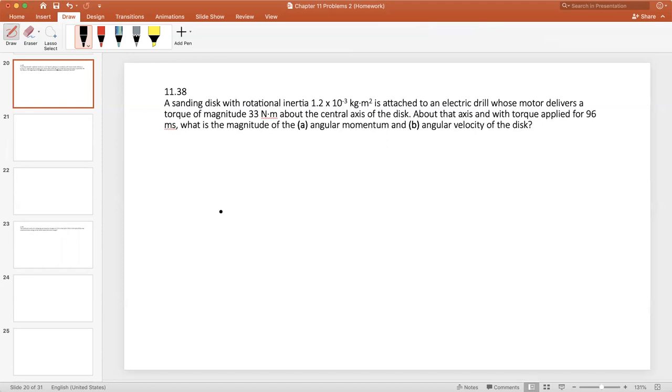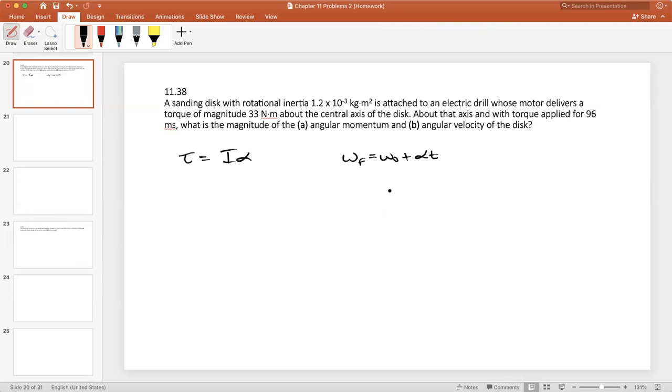So we know that the torque is equal to I alpha, right? And furthermore, because we know that omega final is equal to omega initial plus alpha t, right?